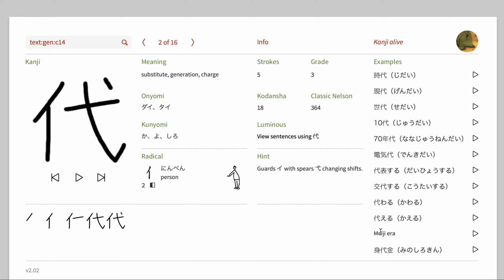Meiji no yo, another way to say the Meiji era. You could also call it Meiji jidai. And then minoshirokin is ransom, which hopefully you don't ever have to know.